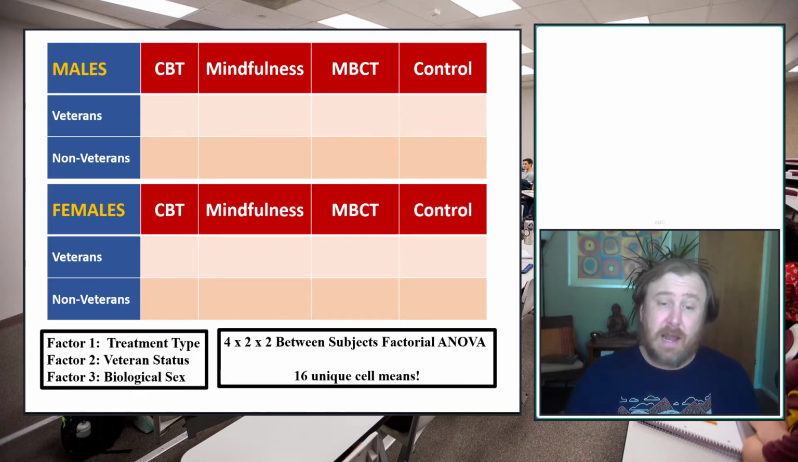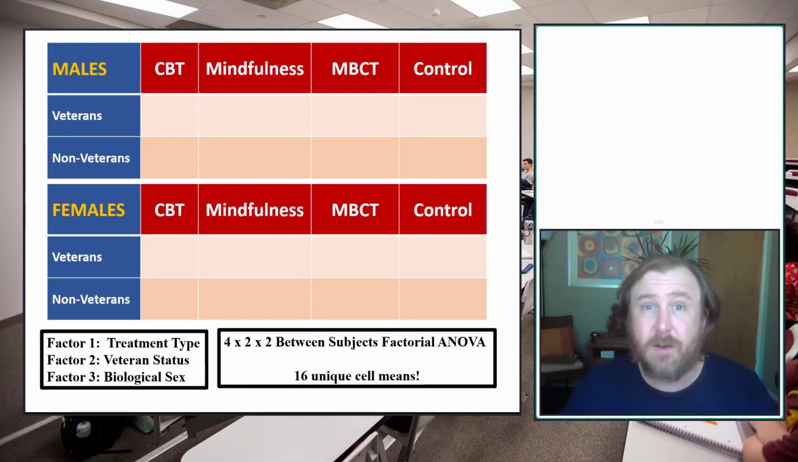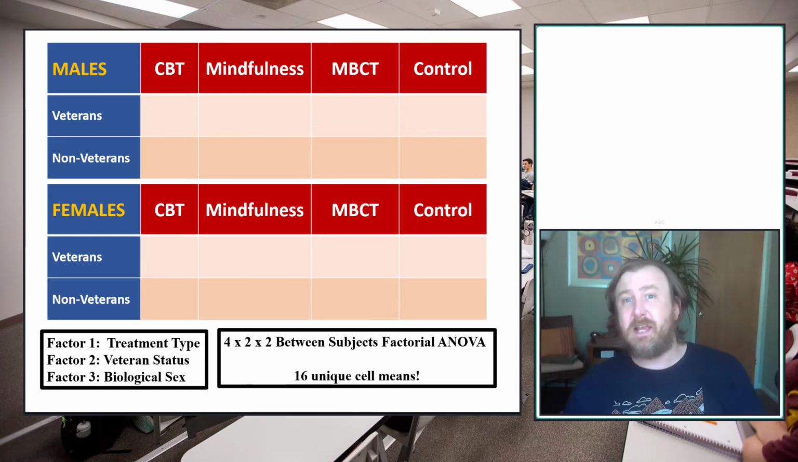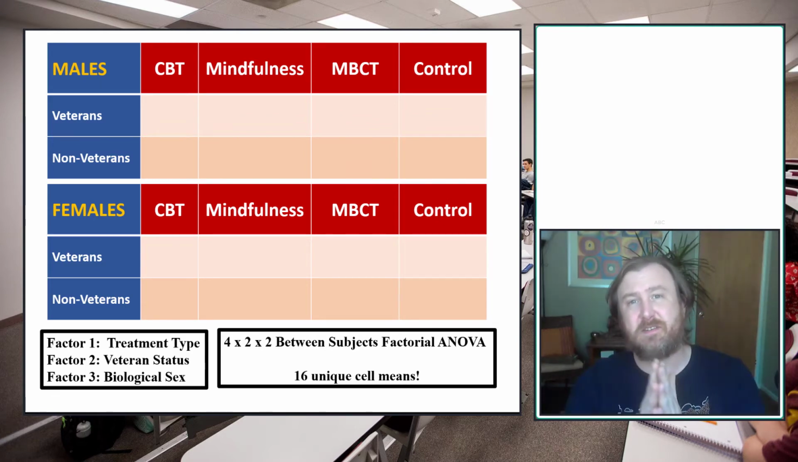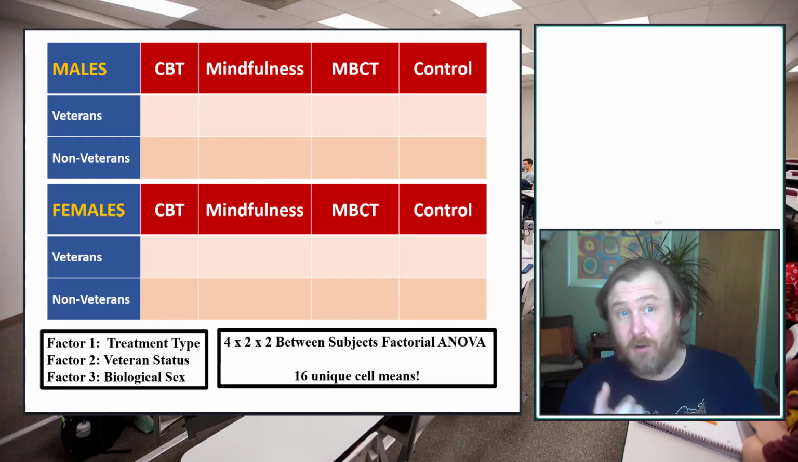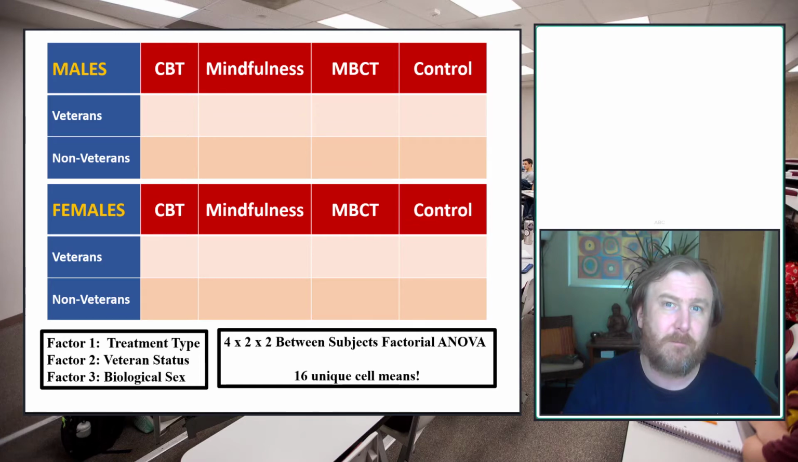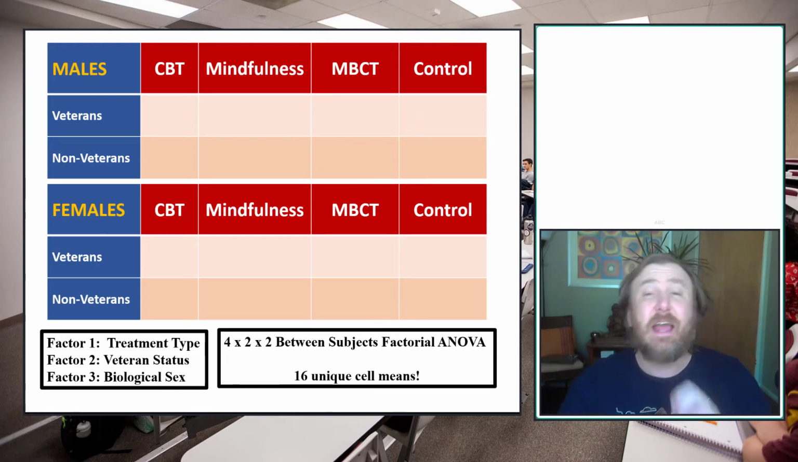So this you could write out as a 4 by 2 by 2 between subjects factorial ANOVA. And if you do the math, 4 times 2 times 2 is 16, and there are precisely 16 cells that we have in this design. That means that because these are all between subjects factors, there's going to be 16 different total groups of people. And using a factorial ANOVA design, we can look at how these different factors interact with each other in their effect on the dependent variable.